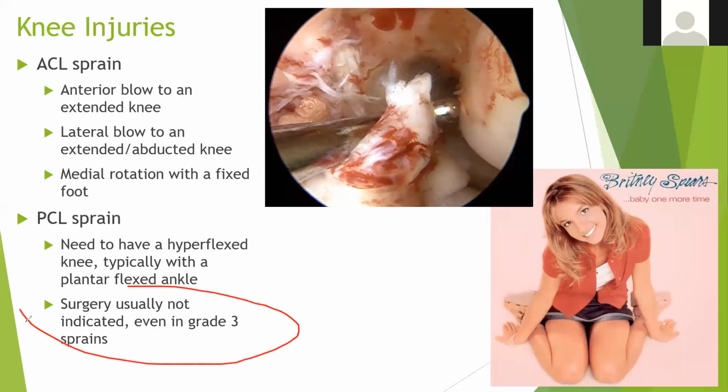Usually though, you don't get surgery for a PCL sprain, even if it's a grade 3, which is a complete tear. And it's usually because it's not as functional or not as much needed. The main thing that's going to happen with a PCL tear is having difficulty with backward movement. If your normal life doesn't involve that, it may not even be required you ever get surgery or even do anything for it.